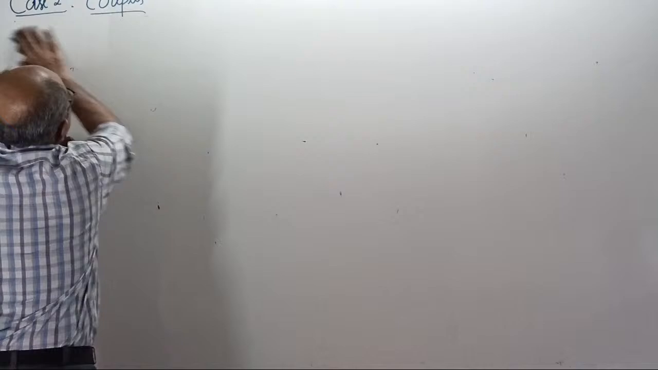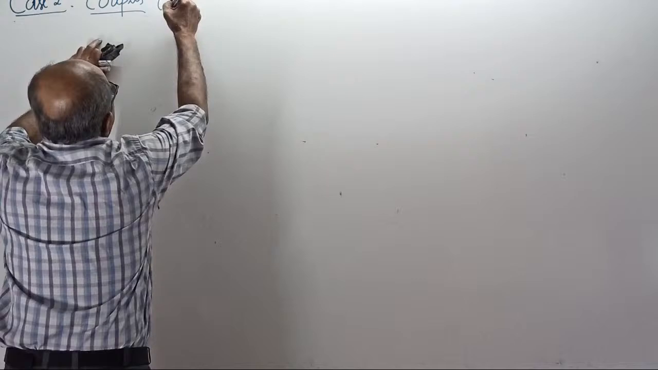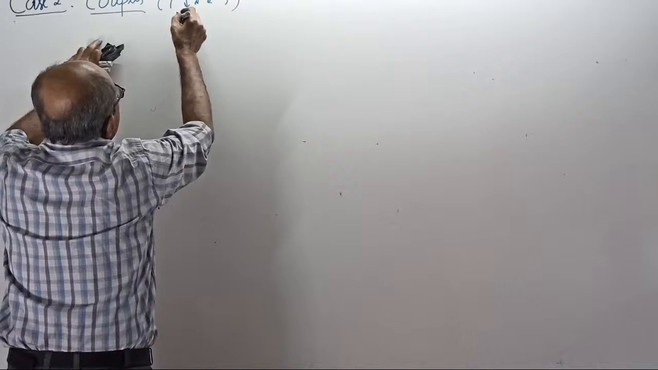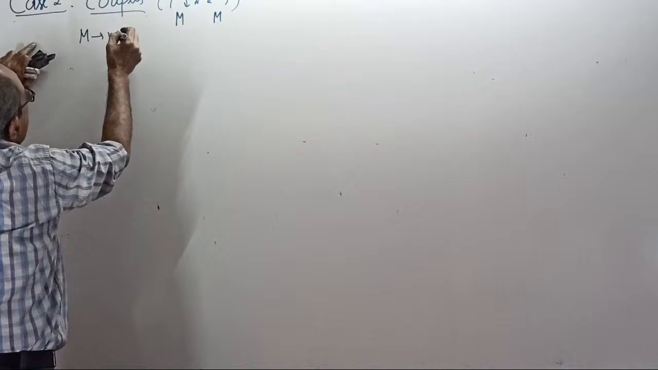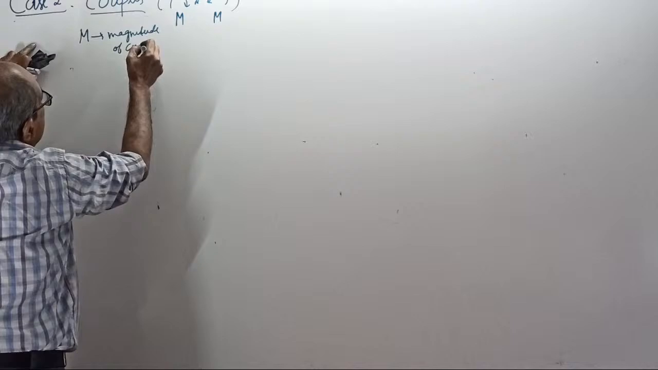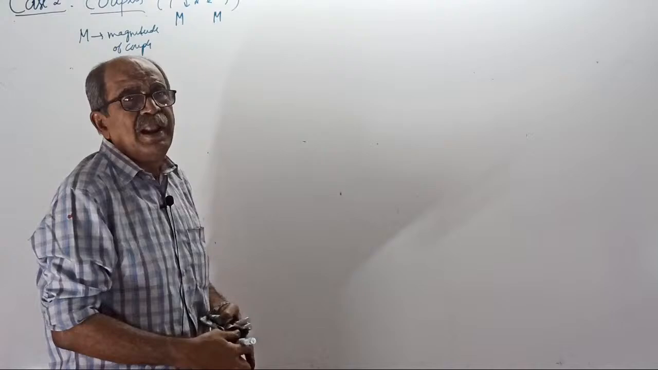Now, remember, couple means what? It can be either clockwise or anti-clockwise. The couple will be called M. M is the magnitude of the couple. Before you go further, you have to make a very important note.